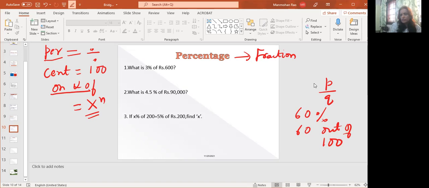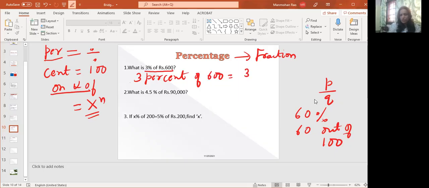Simple problems we will understand. All these things will come in your shares and mutual funds. Only a small part I have taken. What is 3% of 600? Let's understand how to calculate the percentage. First, let us write 3% of 600. Okay, so let us convert.